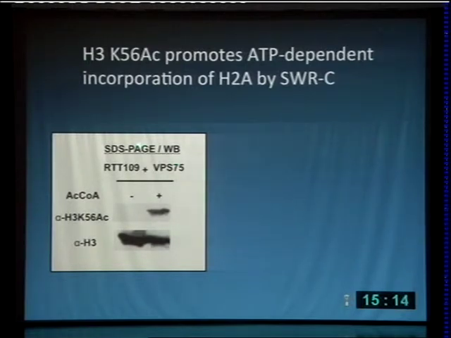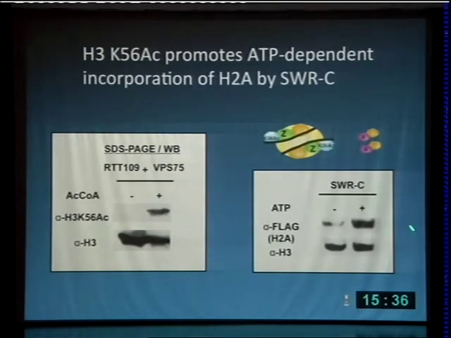So in this case, we're taking recombinant H3. We're acetylating it in vitro with the purified HAT, RTT109, and its subunit VPS75. So this is provided by Paul Kaufman. We acetylate H3 in vitro. We then reconstitute octamers. We separate the octamers from the enzymes, reconstitute mononucleosomes, and do the same experiment. And luckily, we see the exact same thing. If we acetylate this nucleosome at K56, now Swir-C incorporates H2A into an H2AZ nucleosome.